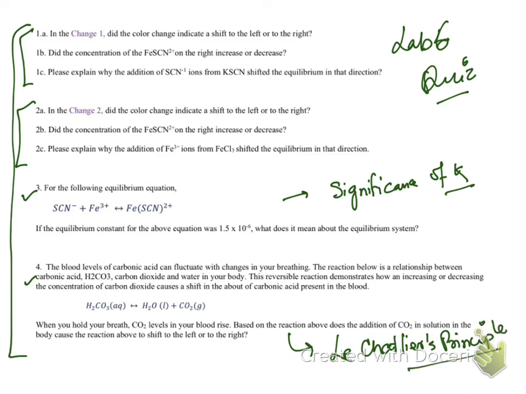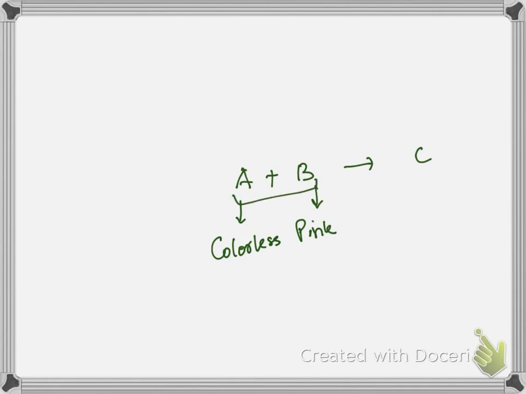And then you're going to answer these questions under the lab quiz. So in general, I'm writing some generic reaction. Let's say A plus B gives C. And let's say A is colorless and B is, for example, pink. And when you're mixing these two, you see the color of the solution is changing to red. Then red will be considered as the color of the product.